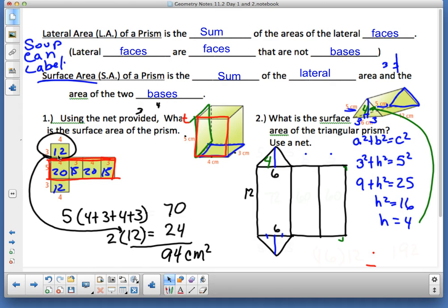Dimensions. The distance between the 2 bases is 12. It says that right there. I have a 5 and a 5, and I've got them made. We talked about a shortcut to help us find the area of the lateral surface. 6 plus 5 plus 5, that's 16, times 12. Okay?